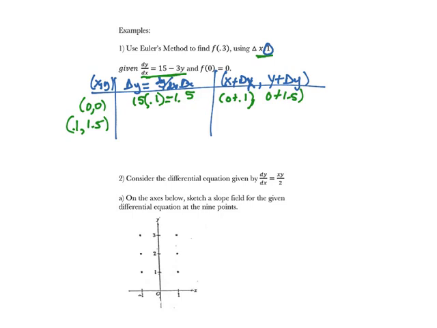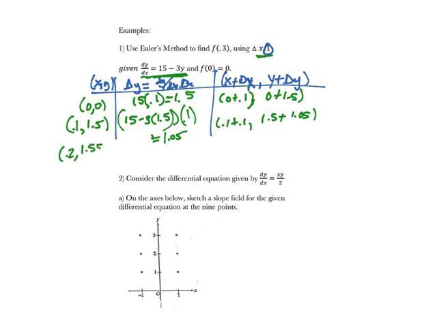So now I find delta y again. I plug in x and y from up here. So we have 15 minus 3 times 1.5, all of that times my delta x, which is 0.1. And that should give me 1.05. So here I have 0.1 for x, plus my delta x 0.1, comma, y 1.5 plus what I found for delta y. So my new ordered pair is 0.2, comma, 1.55.